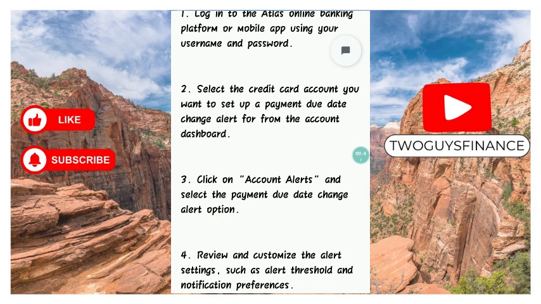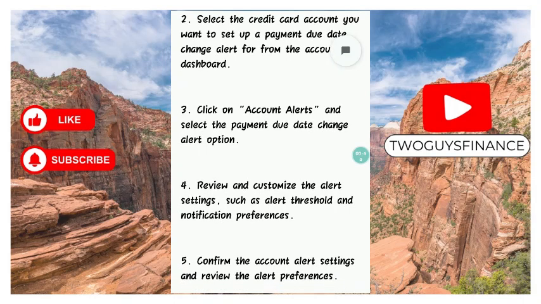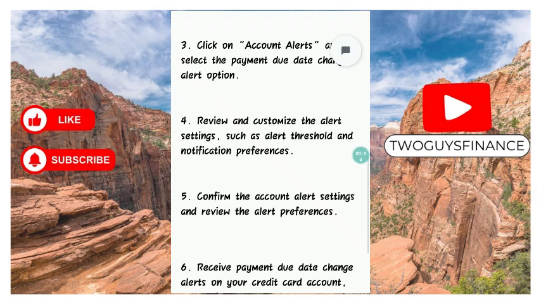And then once that's done, just go ahead and click on account alerts and then select the payment due date change alert option. Once that's done, you're going to review and customize the alert settings, such as alert thresholds, or it could be the notification preference. Just go ahead and make sure to customize that well, and then once that's done, you confirm the alert settings and review the alert preferences.